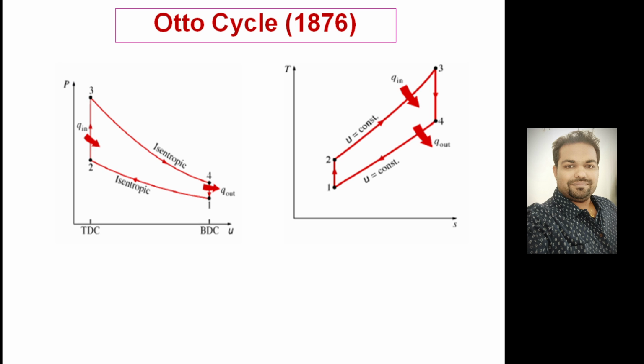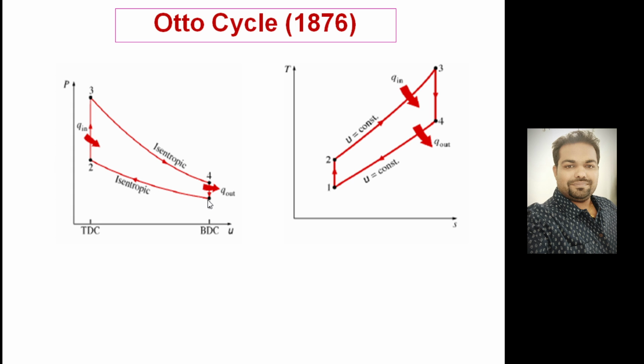As I mentioned, in the Otto cycle there are four processes: two reversible adiabatic processes and two reversible constant volume processes. Heat addition and heat rejection usually take place at constant volume, and compression work and expansion work take place in reversible adiabatic processes. So look at the PV diagram. This is the pressure versus specific volume diagram. These are the constant volume lines, and these are the isentropic processes.